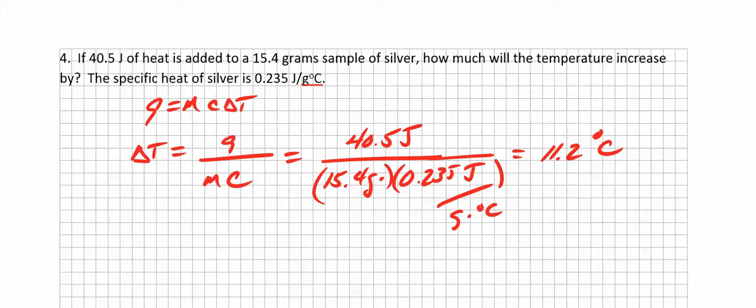Q is 40.5 joules. We'll divide that by the mass. We'll divide that again by the specific heat, and we get this number. 11.2 degrees Celsius is what that temperature increase would be, and we're done with number 4. Let's go on to number 5.